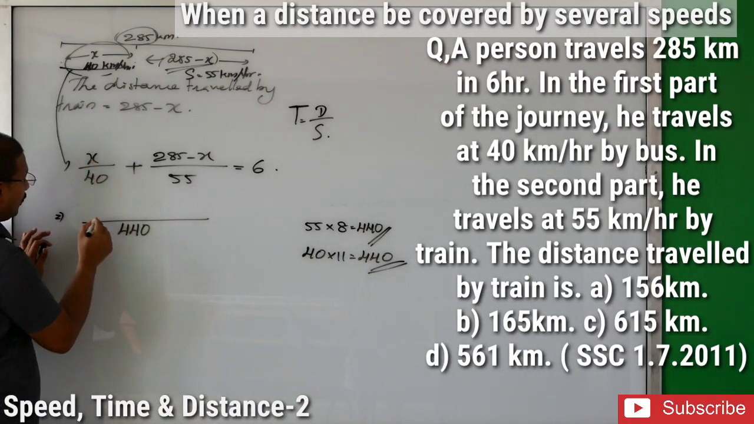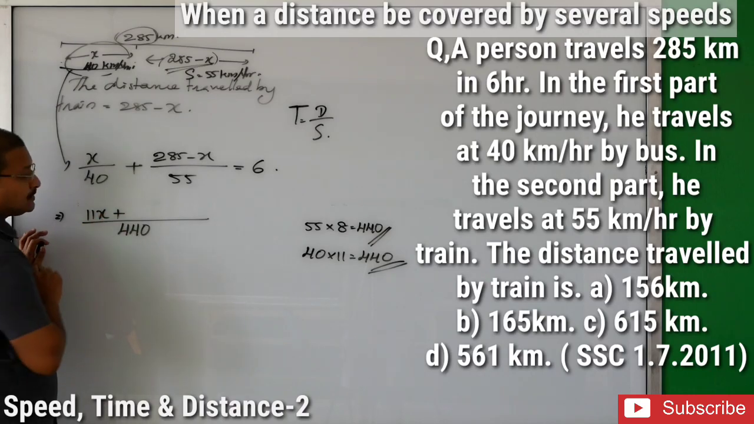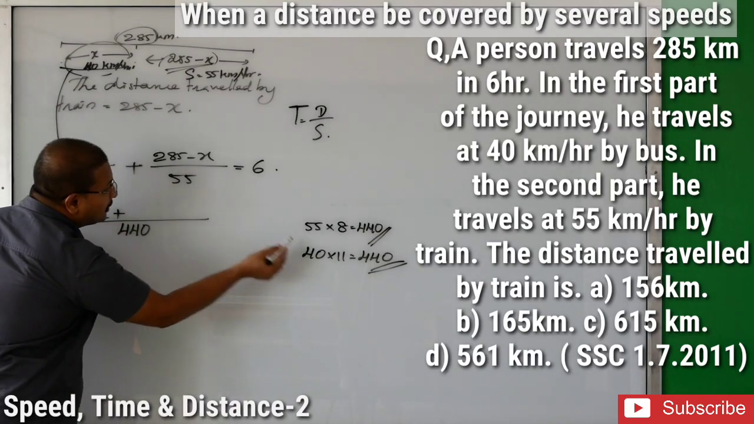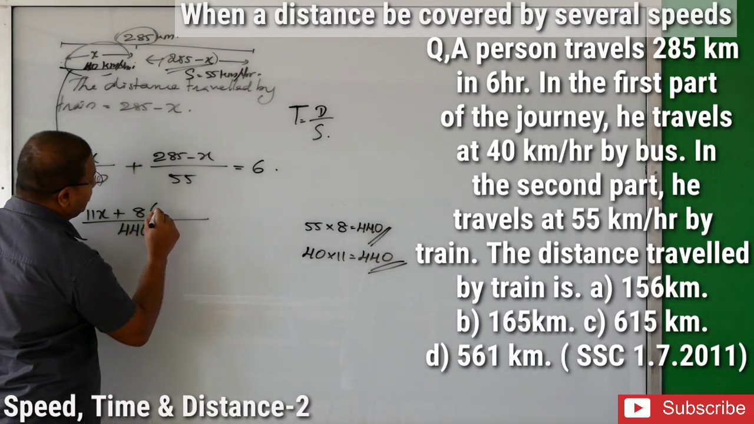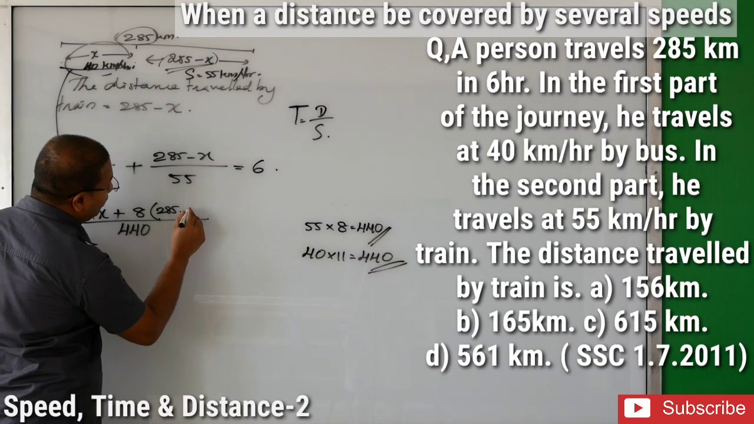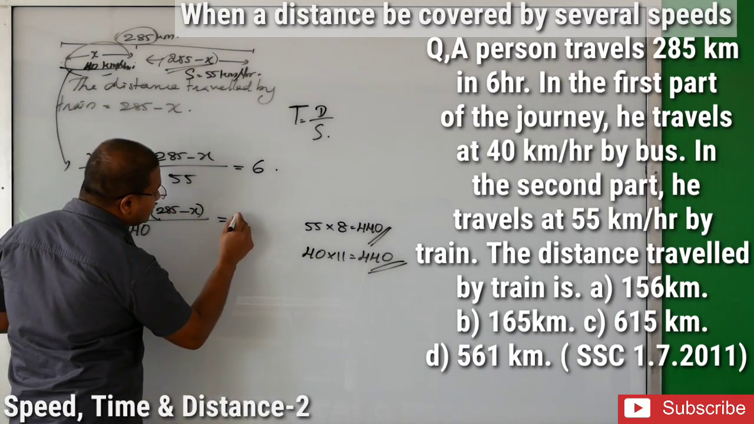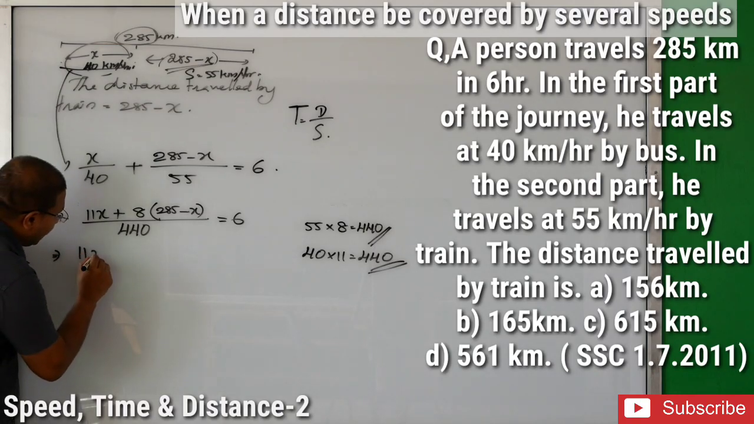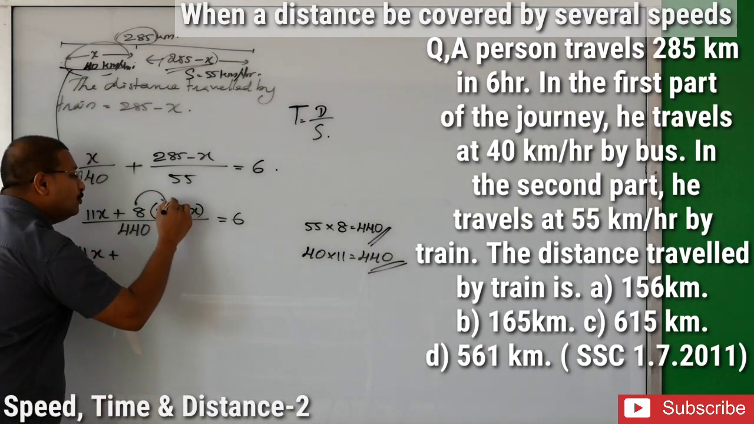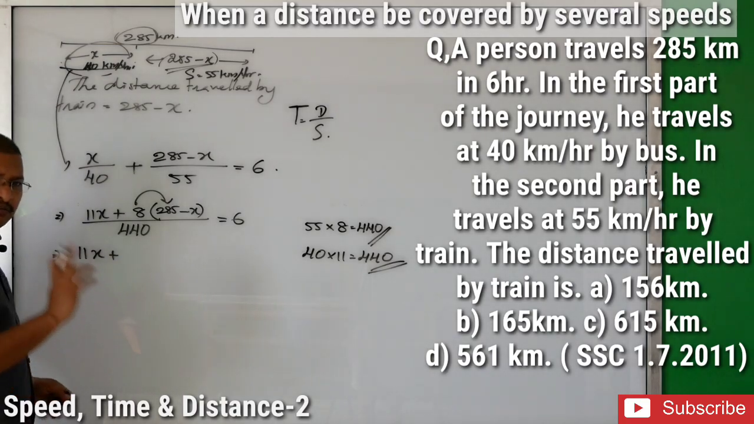11. That means x into 11, that is 11x plus. 55 into how much will you get 440? 8. That means 8 into this one. What is that? 285 minus x equals 6. Next step, this implies 11x plus 8 into 285. We can do it directly, but I will show you now.